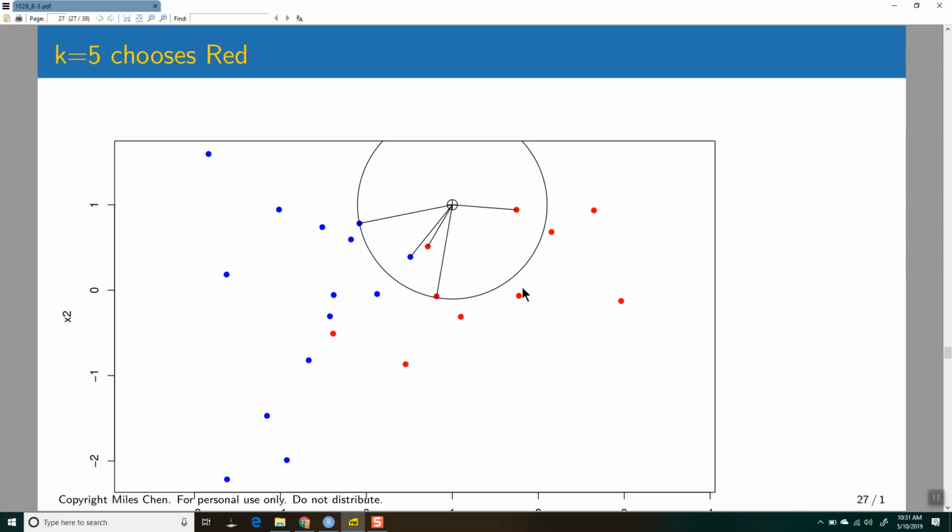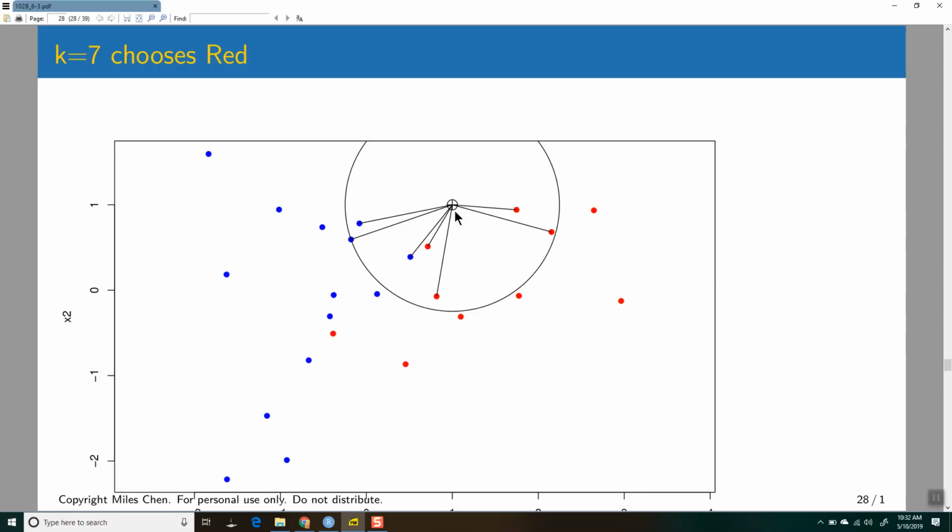So 3 red versus 2 blue, so we would classify this as red. And at 7, we've got 4 red versus 3 blue, and so it's still going to be classified as red. So these are the 7 neighbors that are closest to here. And that's what happens there.